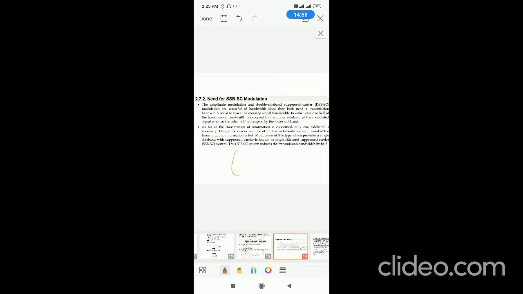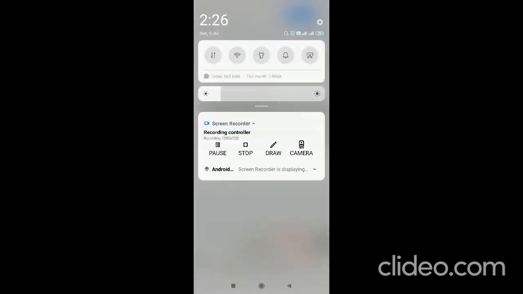When you remove the carrier, 66% is saved, and the remaining 33% is in the sidebands. The 33% is shared equally by each sideband. Upper sideband is half of 33%, lower sideband is half of 33%, that means around 17%. You can take 16%: upper sideband takes 16%, lower sideband takes 16%.